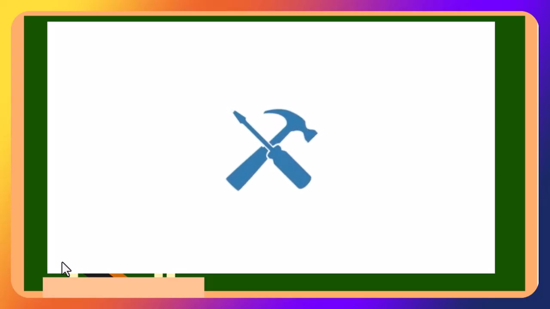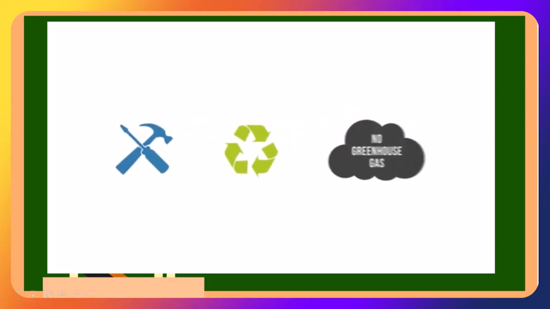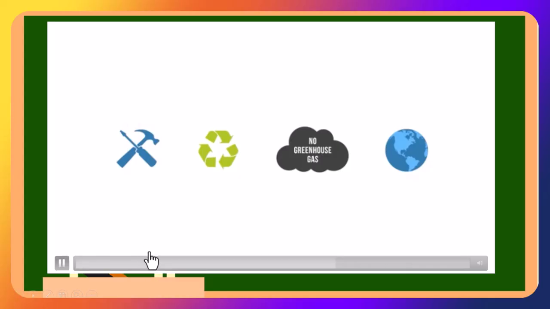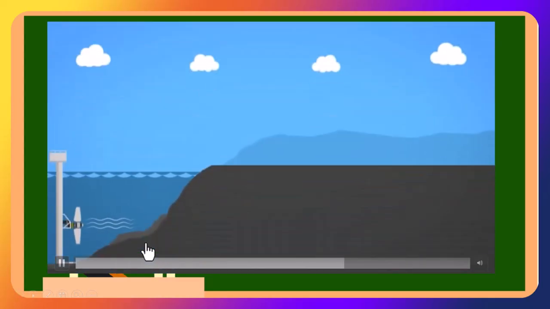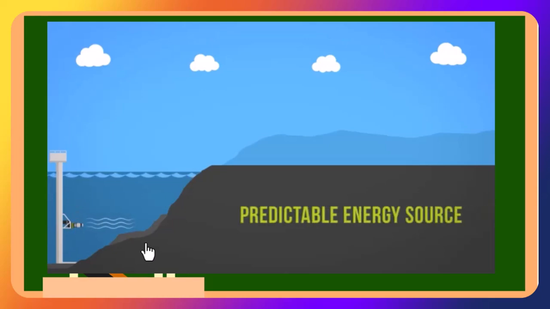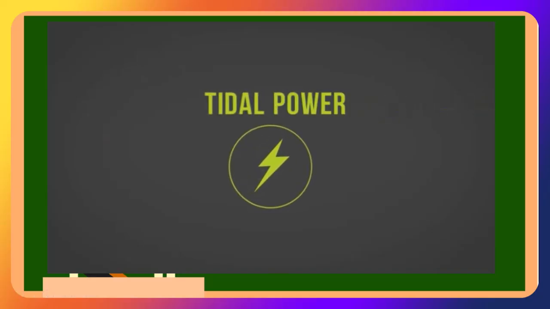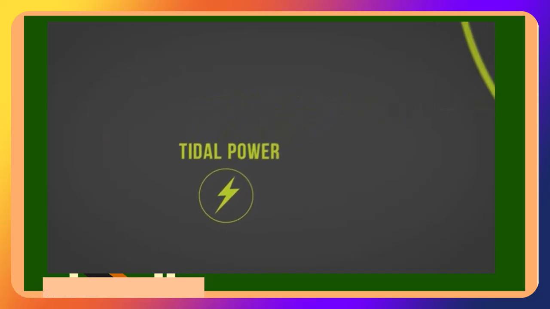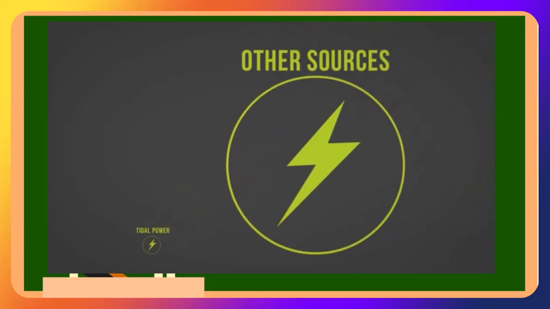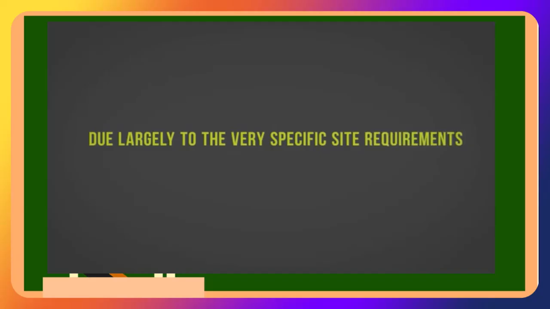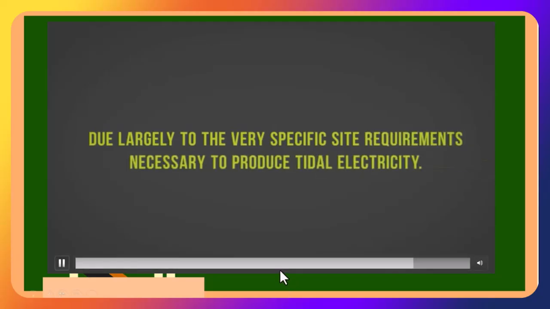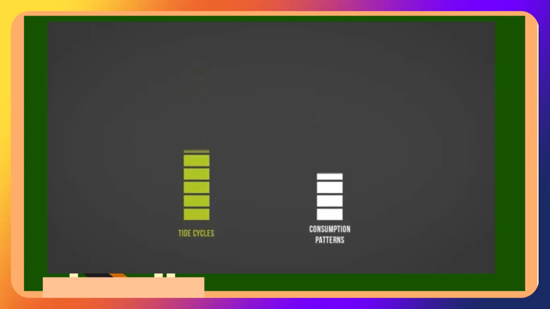Tidal power is easy to install and renewable, having no direct greenhouse gas emissions and a low environmental impact. Because the ocean's tidal patterns are well understood, tidal energy is a very predictable energy source, making it highly attractive for electrical grid management. This sets it apart from other renewables that can be more unpredictable. However, adoption of tidal technologies has been slow, and so far the amount of power generated using tidal power plants is very small. This is due largely to the very specific site requirements necessary to produce tidal electricity. Additionally, tide cycles do not always match the daily consumption patterns of electricity and therefore do not provide sufficient capacity to satisfy demand. That's tidal power.